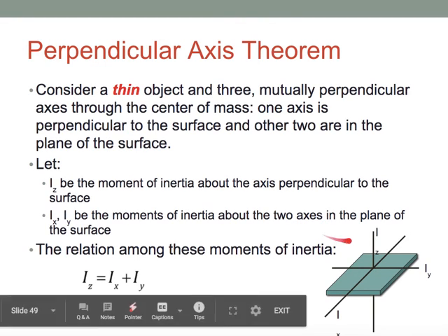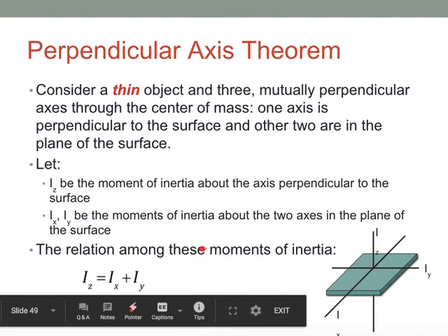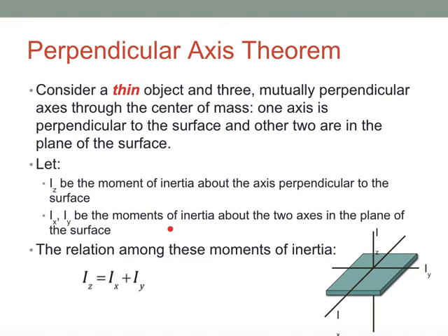It then says that the moment of inertia about the x-axis plus the moment of inertia about the y-axis, two axes that are perpendicular to each other, is equal to the moment of inertia about the z-axis. So Iz equals Ix plus Iy. And that can be extremely useful.